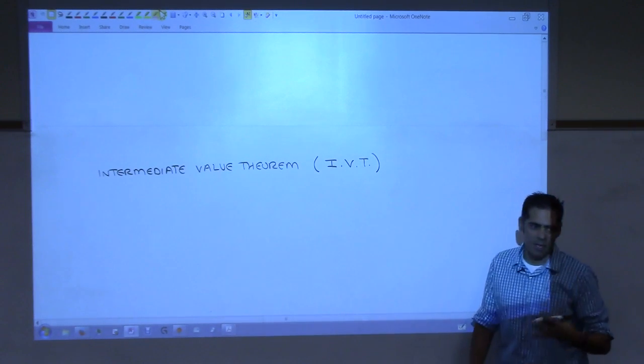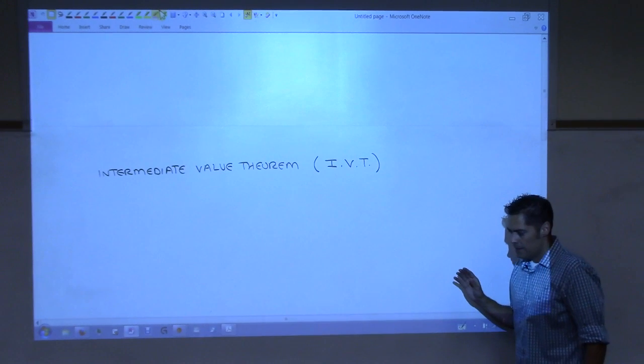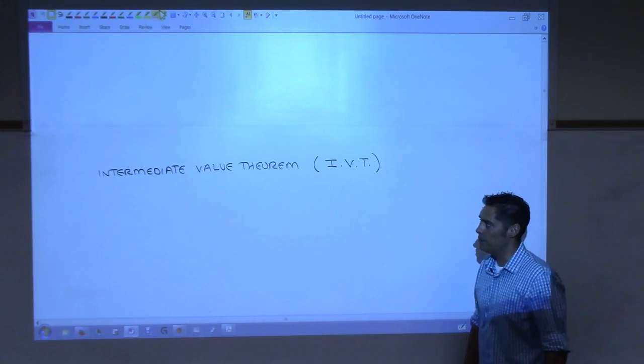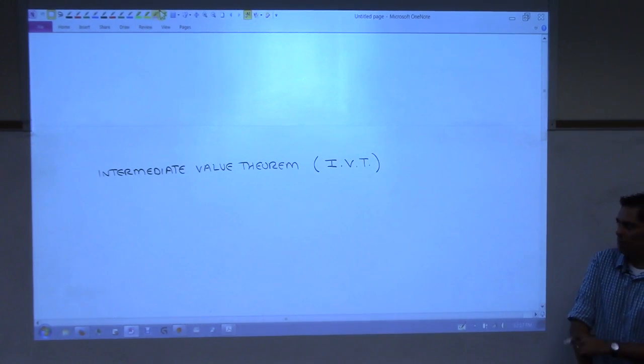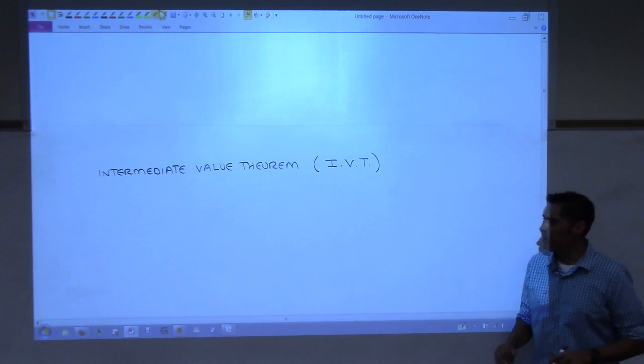Now I talk about this again in the video. This is a critically important theorem in mathematics, this intermediate value theorem. But it's a pretty simple idea, right? The idea of this intermediate value theorem.